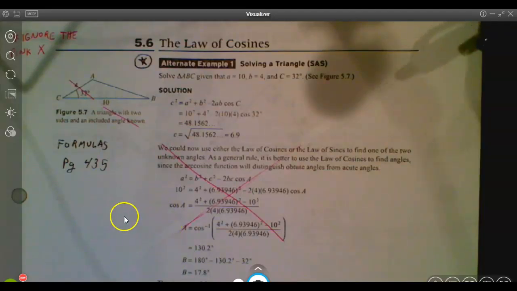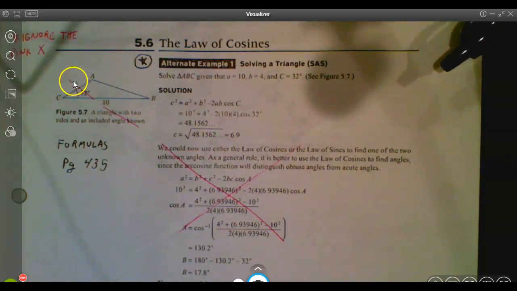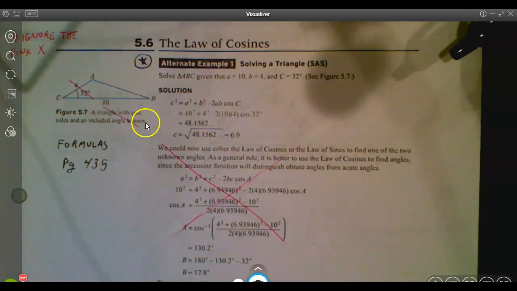So here's our first page in the notes. I apologize for the pink X complicated story. Anyway, we're given this triangle. This side is 4, this side is 10. We were given the included angle of 32 degrees. So one issue that we're noticing on this is, why use the law of cosines? Why not use the law of sines?